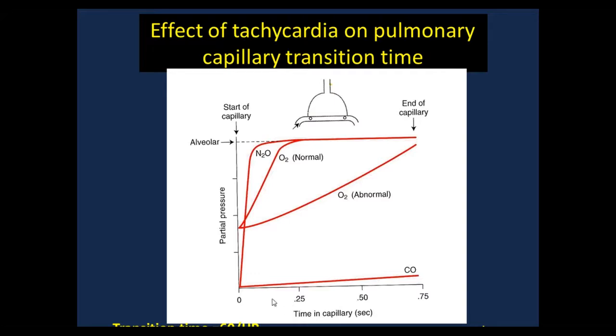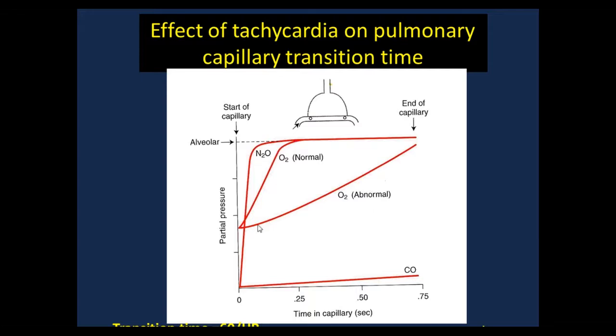So to estimate or calculate the transition time of the blood through the lung, divide 60 over the heart rate. So 60 seconds divided by heart rate. If the infant's heart rate is 120, the transition time is around 0.5 seconds. That time is enough in a healthy subject to get the capillary blood fully saturated with oxygen.